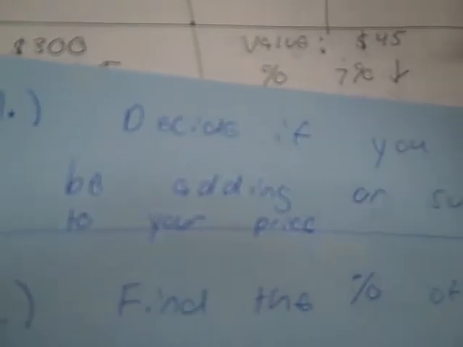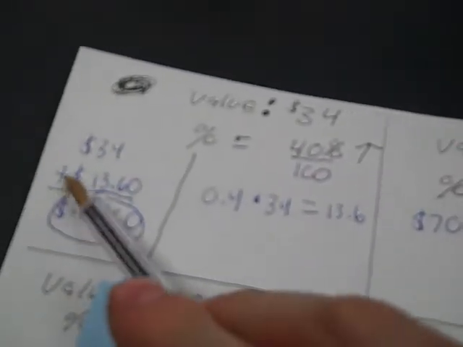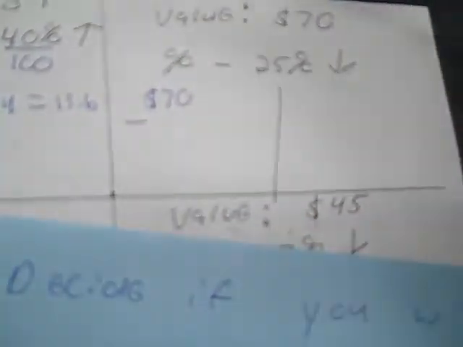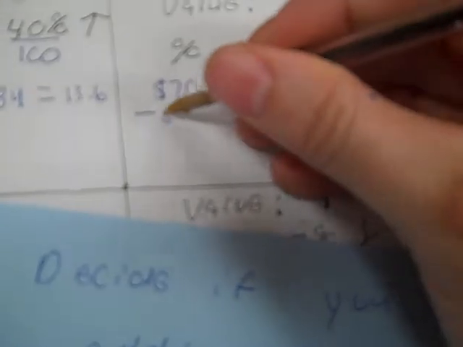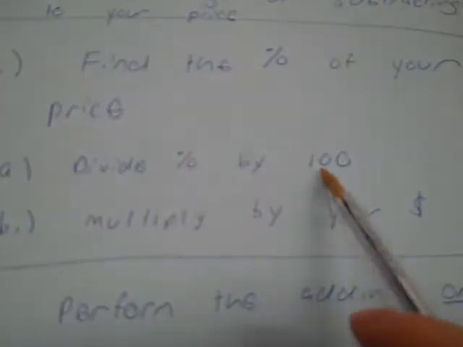So you take your $70 and decide if you're going to add or subtract. Well, it's down. Okay, this one was up, so that's why I added, but this one's down. So I'm going to be subtracting a money amount to find my price. Okay, now we got to find the amount we need to subtract. So find the percent of your price, and you accomplish that by dividing the percent by 100.